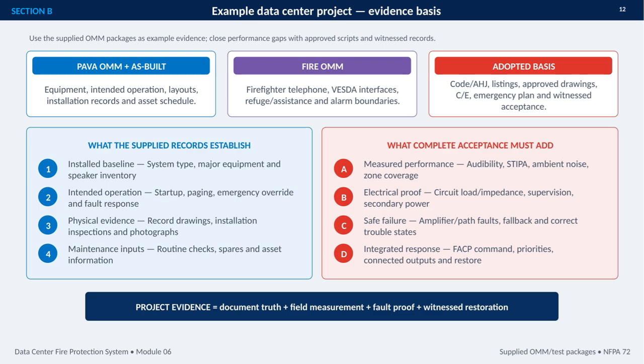Just as importantly, the records need to show safe failure behavior, including amplifier or pathway faults, fallback operation, and the correct trouble indications. Finally, integrated response must be witnessed, from FACP commands and priority handling through connected outputs and system restoration. The key principle is project evidence equals document truth, field measurement, fault proof, and witnessed restoration. That combination closes performance gaps using approved scripts and records, rather than relying on assumptions or paperwork alone.